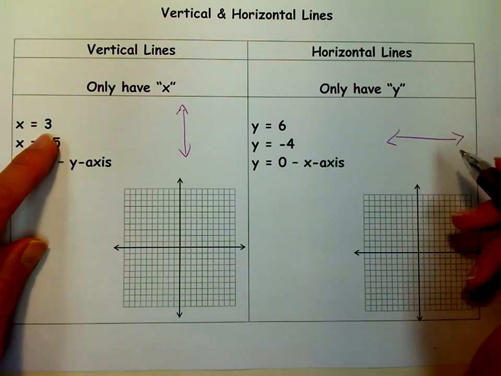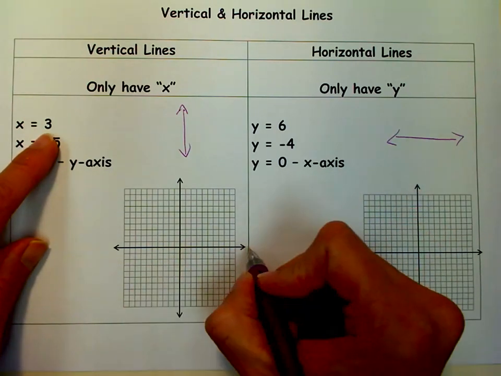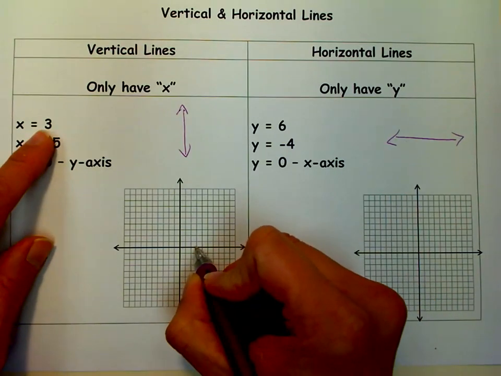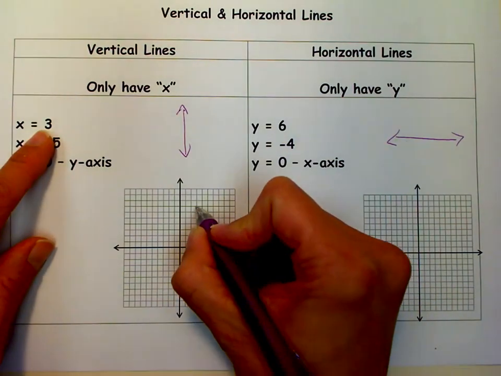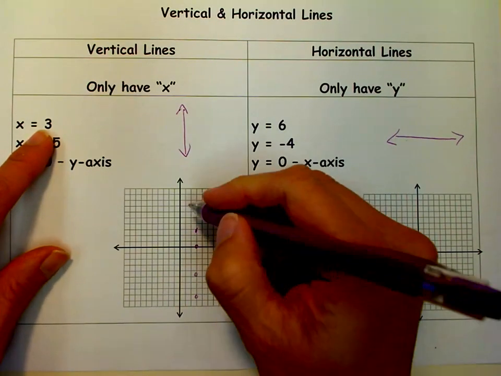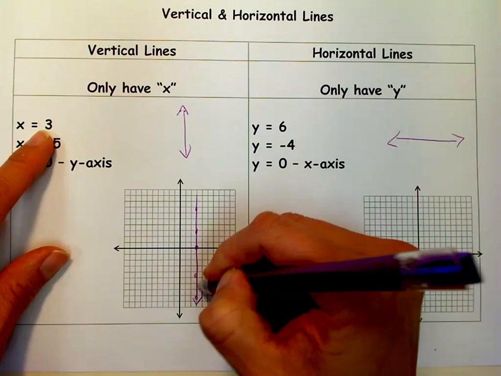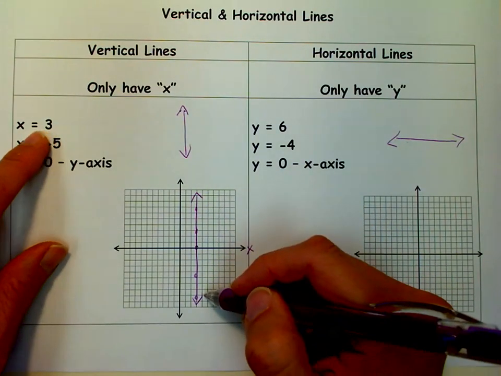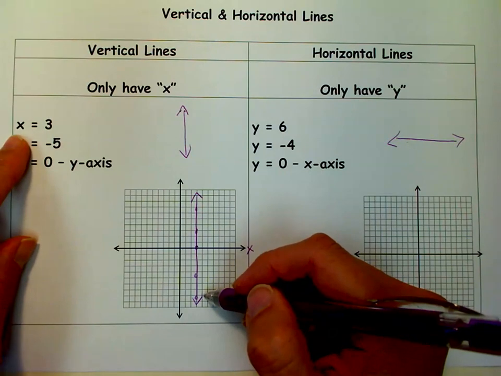So for vertical lines, you go on the x-axis, since it's an x equals, and you go over whatever it tells you, so go over 3. Anywhere on this line where you're 3 to the right of the y-axis is where x is 3, and all of those points have x equals 3. y is changing, but x is staying the same. That's why we call it x equals 3.